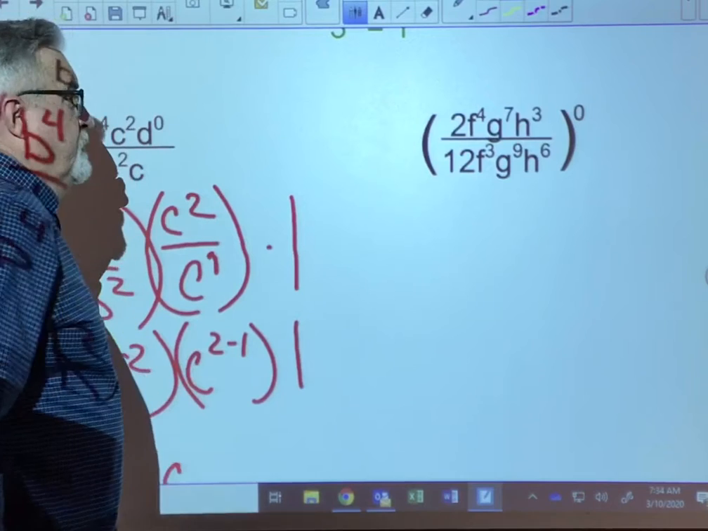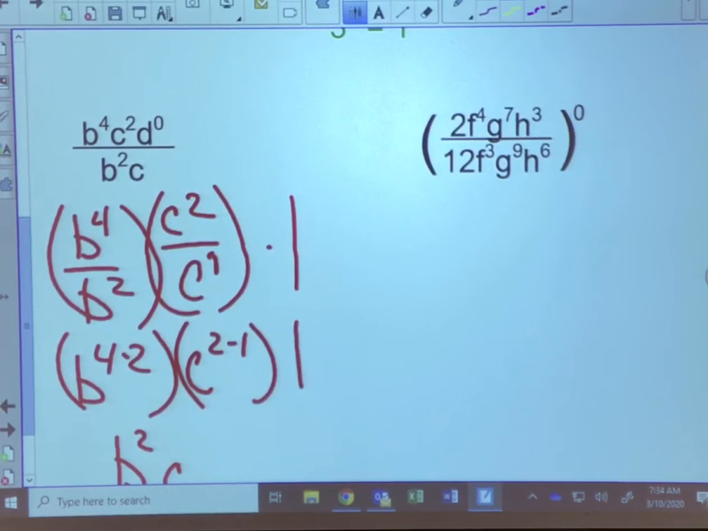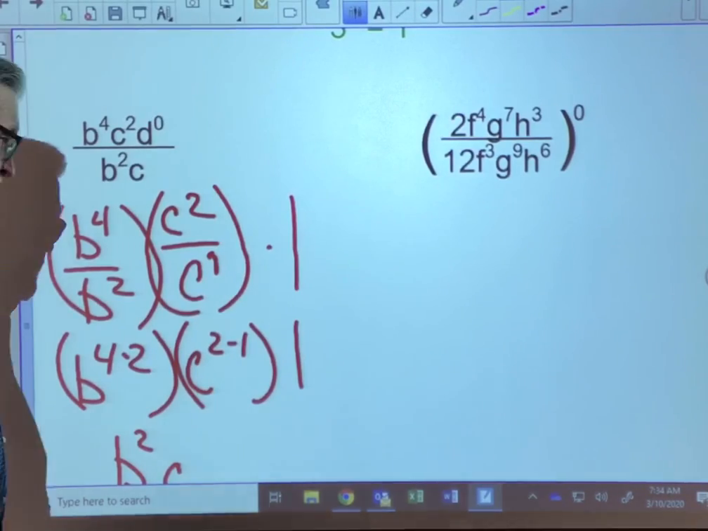Let's take a look at the second example. It's 2 times f to the 4th times g to the 7th times h to the 3rd divided by 12 f to the 3rd, g to the 9th, h to the 6th. All of that raised to the 0 power.